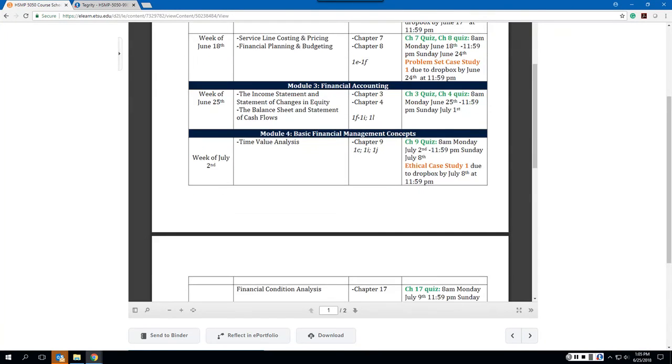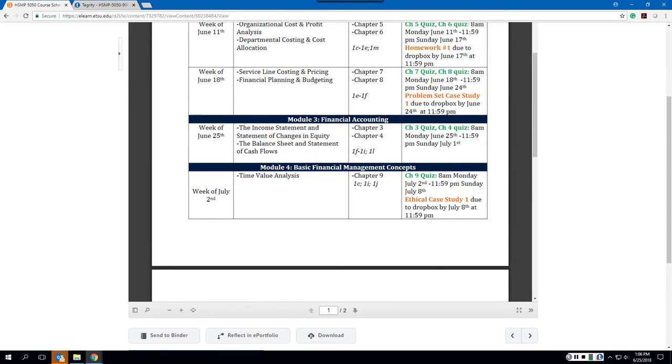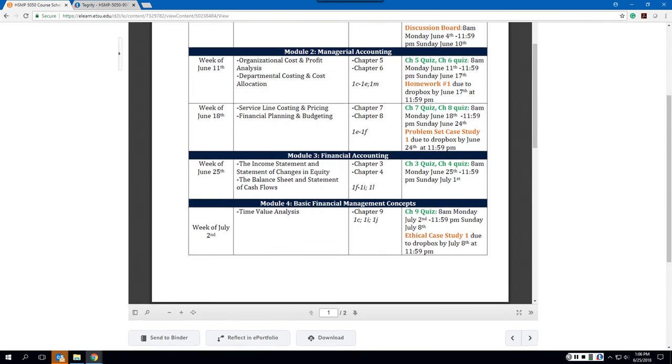And then looking to next week, July 2nd, we have one chapter that we're covering, so I tried to keep it lighter for you. We are going to be talking about time value analysis in chapter 9. So your assignment for next week is going to be your chapter 9 quiz and your ethical case study number 1, due by July 8th at 11:59 p.m.